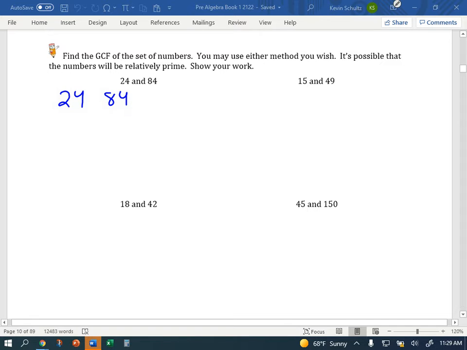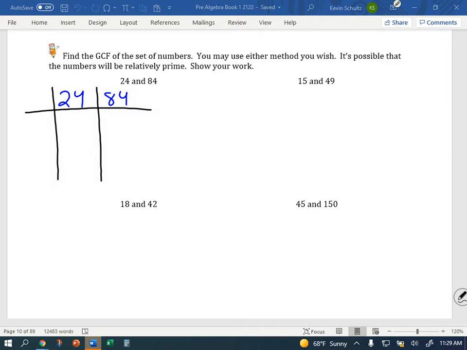What that required us to do was to make a table. And what went in that top left corner? Camille? It could be 2. It's any number that goes into both 24 and 84. So it could have been 2, could be 4, could be something else, but we'll put a 2 there.